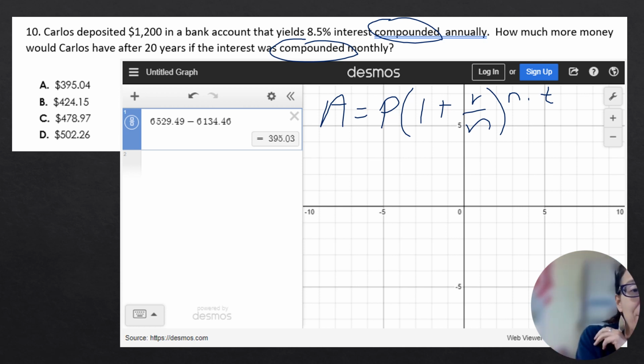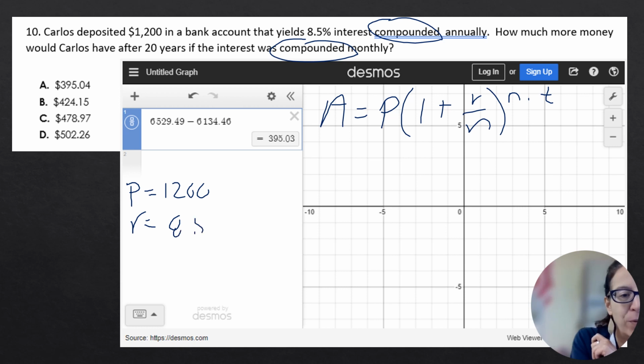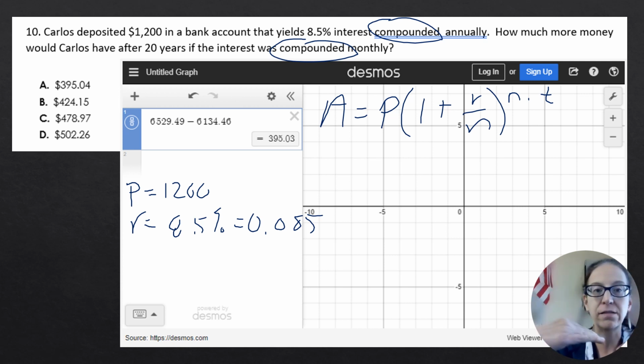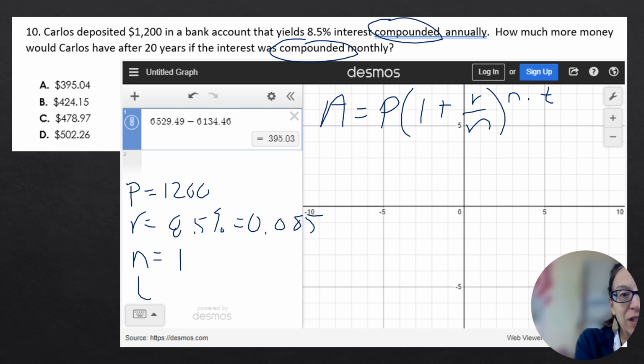Okay, now the issue here is that we have a ton of stuff going on. So we have the amount that Carlos is investing, which is the $1,200. And then it says the interest rate is 8.5%, which as the decimal is going to be 0.085. Now if you don't remember how to do that, remember percent means out of 100. So you do 8.5 divided by 100, because that's literally what percent means. Now, here's the pieces that change. The first situation, it is compounded annually, so that would be once a year, and the time period would be 20 years.